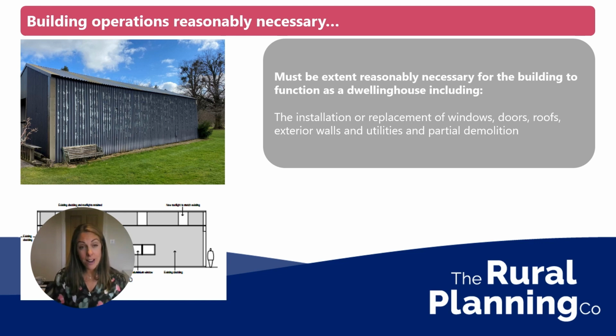The legislation expressly sets out that we can install or replace windows, doors, roofs, exterior walls, and you can put your utilities in, and you can do partial demolition. But if you were to do all of those things, if you were to install or replace all the windows, all the doors, the roof, and all the walls, you've effectively rebuilt your barn, and there is nothing left of the original barn. So what we're talking about is a matter of fact and degree on each application. So you can do some of it, but you can't do all of it.